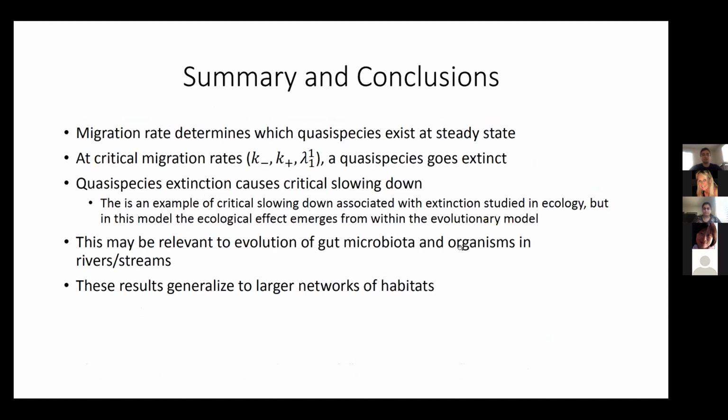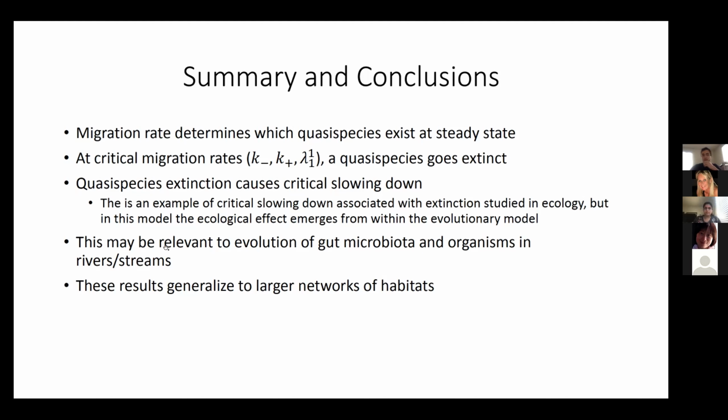So just to summarize all of our results, the migration rate determines which quasi-species exist at steady state. And there are a few particular migration rates at which one or the other quasi-species goes extinct. Quasi-species extinction causes critical slowing down. And this is an example of critical slowing down, which is associated with extinction and has been studied in ecology. But in our model, we don't start out with an explicitly ecological model with distinct species. We just have one evolutionary model, and this ecological process emerges from within it.